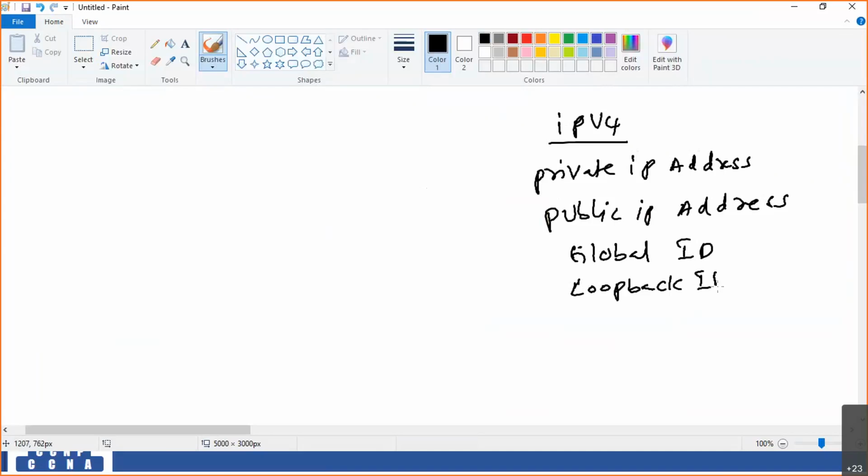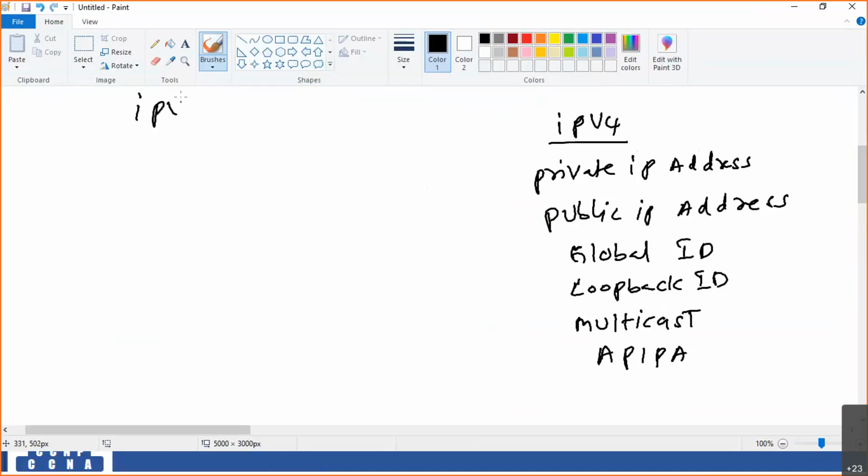IPv6 always starts with 2001. Yeah, that is what I'm explaining now. Private IP, public IP, global ID, loopback ID, multicast addresses, and APIPA, the automatic private IP address. In the DHCP concept, you will come to know about this. So these all are special IPv4 addresses.